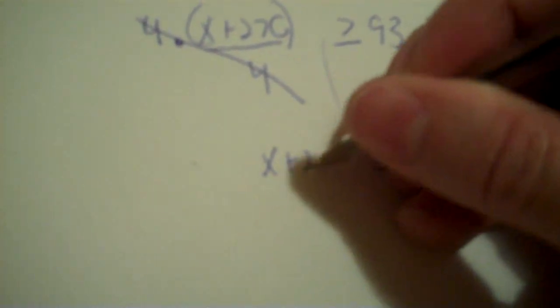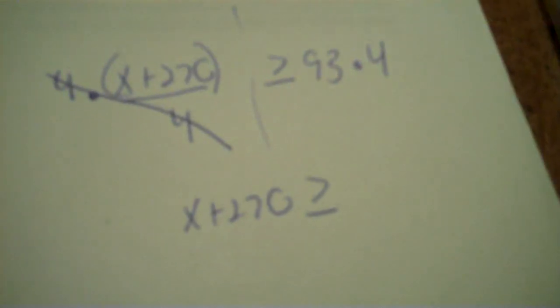Now, I have a whole parentheses here. Now, I know what to do when there's a number times a parentheses, but what I do when a parentheses is divided by a number? Well, you multiply so you can get rid of the divided by 4. So you've got X plus 270, and then 93 times 4 is 372.